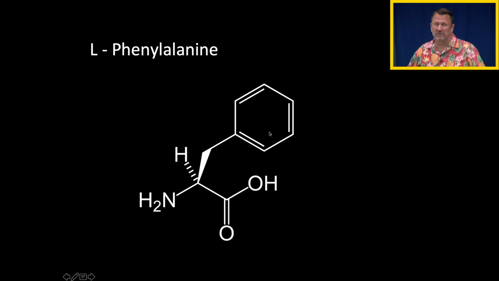Phenylalanine is an essential amino acid. You can't make this, you have to eat it. And then we can turn this into tyrosine. So I want you to know the phenylalanine to tyrosine step. And when we see tyrosine, there'll be a little hydroxide group right there.